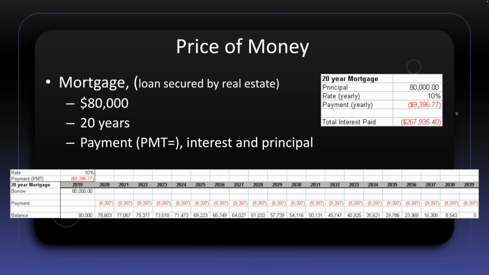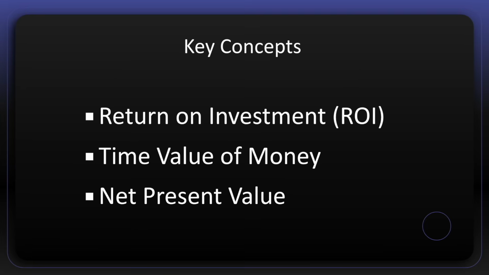If you look towards the bottom, over the course of our payments, you notice that from 2019 to 2020, our balance, or the principal, only drops by $1,400-ish. This is because the majority of our $9,000 contribution is going towards paying off interest on the mortgage. And we see this effect persisting throughout the course of our payments. However, it does diminish as the size of the principal decreases and our interest payments decrease. So, our key concepts for today's class: return on investment, time value of money, and net present value.